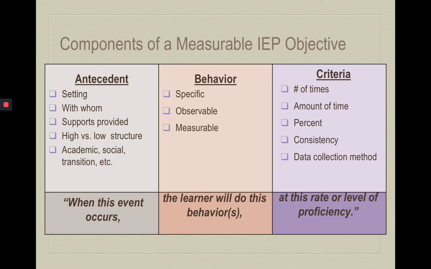Lastly, we need to identify the criteria that the student is working towards, right? So essentially, at what point would we be comfortable saying the student has achieved this objective and they've mastered the skill, or at least acquired the skill to a point where we are comfortable saying that they definitely have it, right? So the criteria can be number of times, it could be the amount of time you engage in something, it could be a percent of accuracy or percent of opportunities. It could be a dimension of consistency. So he'll do it every day for a certain amount of time, right?